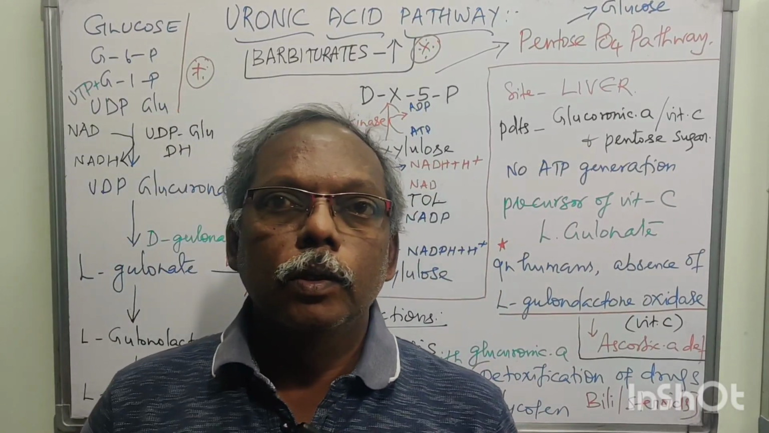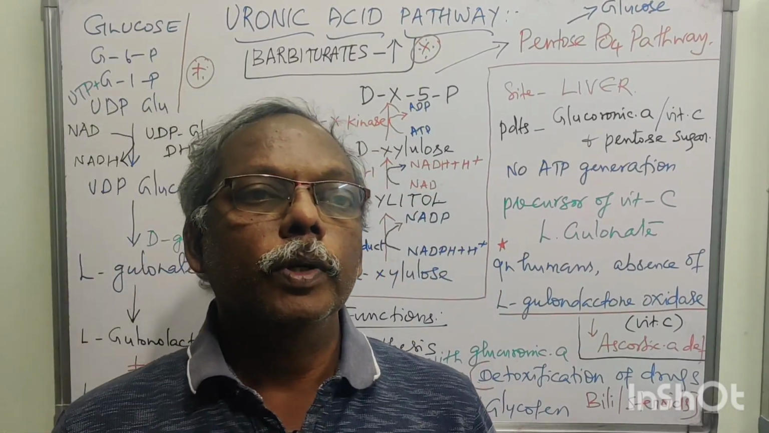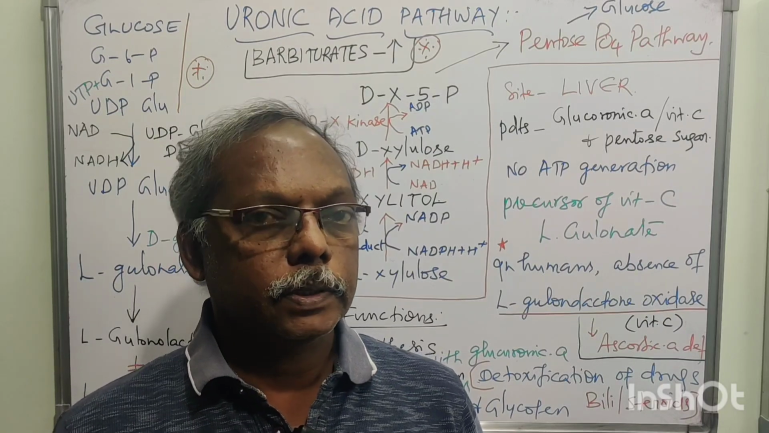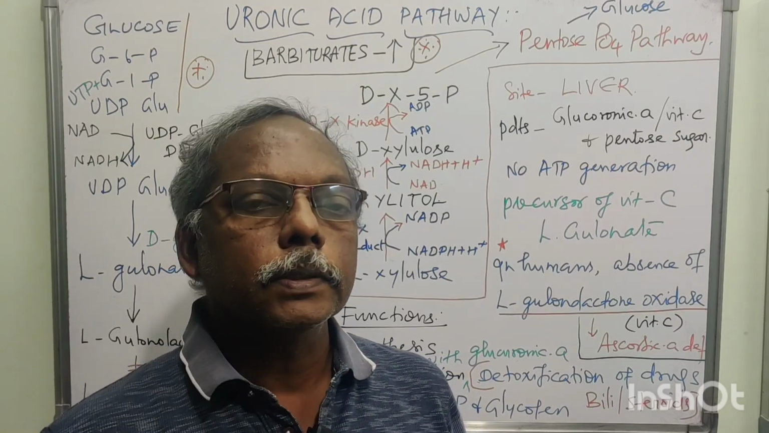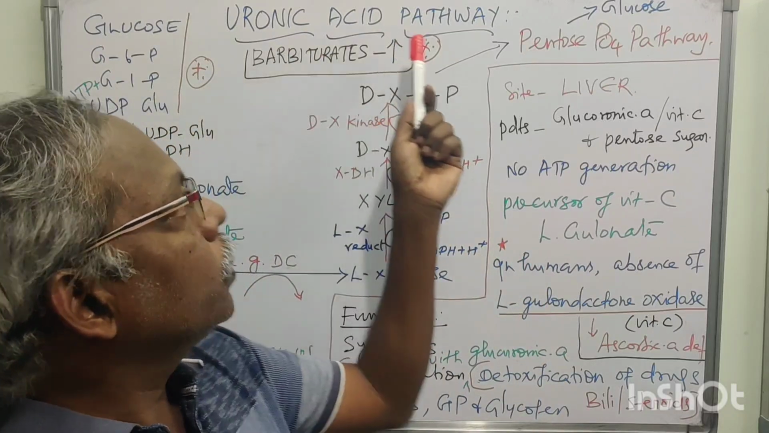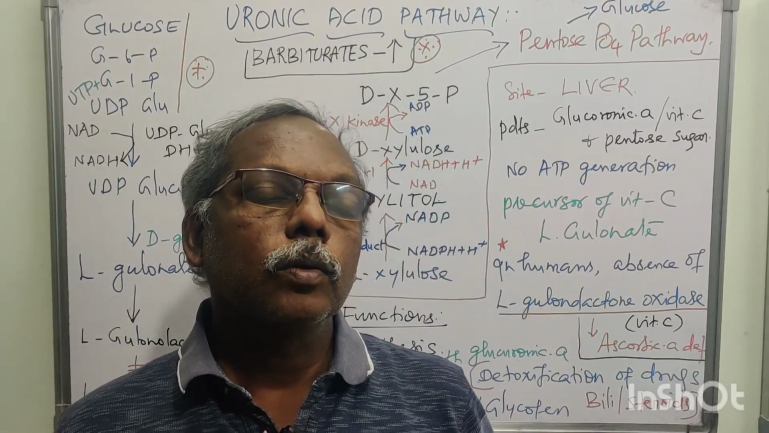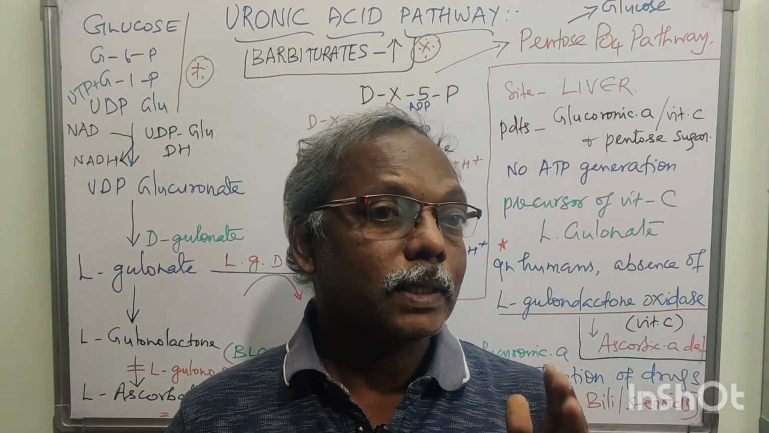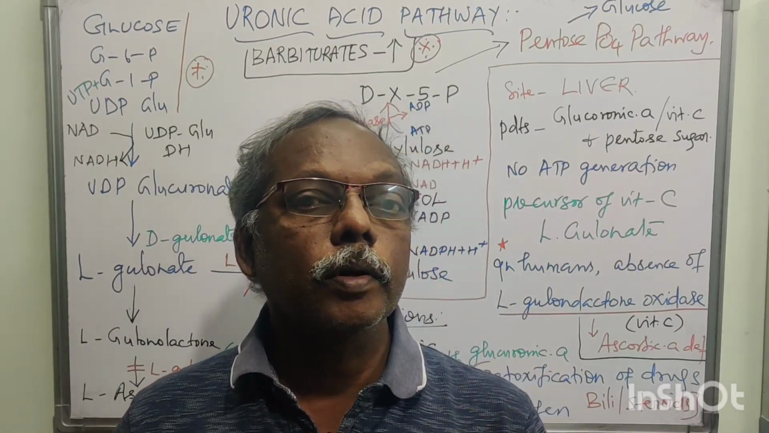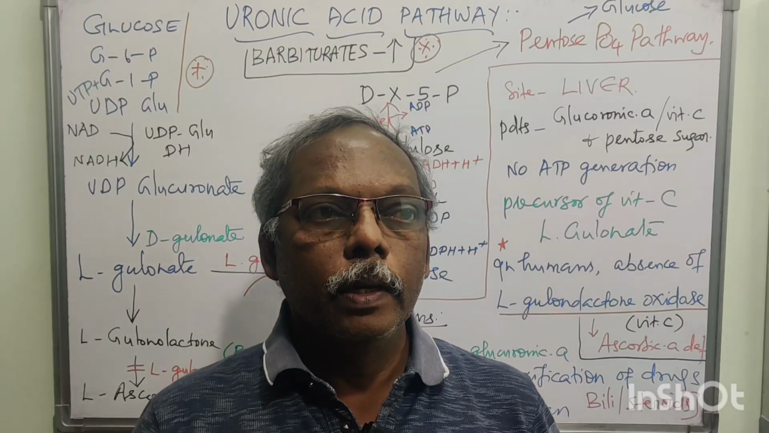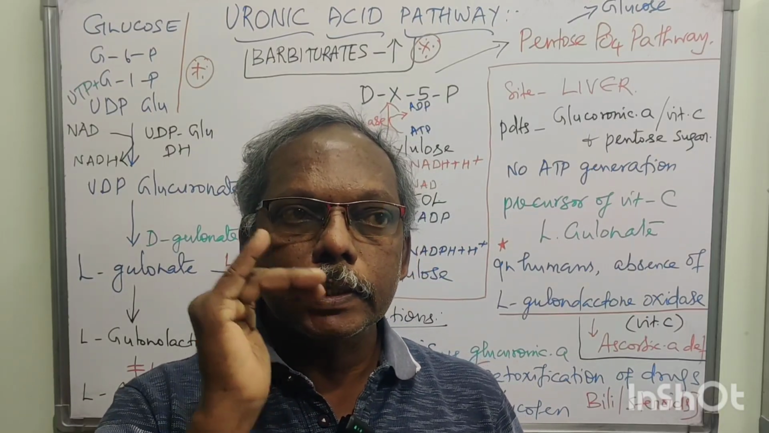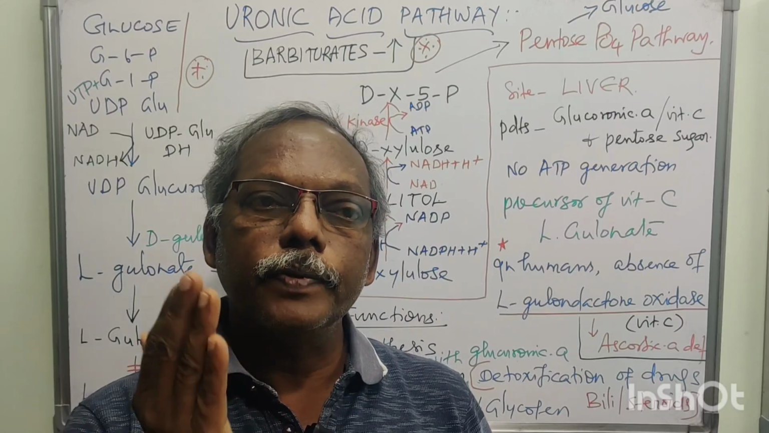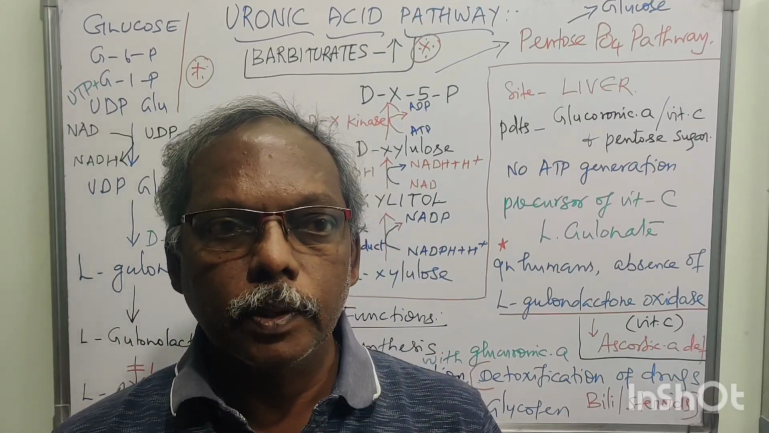Hi students, today we are going to discuss one more important short note from carbohydrate metabolism, that is minor pathways. The important short note is the uronic acid pathway or glucuronic acid metabolism. Both are the same. Usually they ask the significance of the uronic acid pathway only, or the functions of the uronic acid pathway.